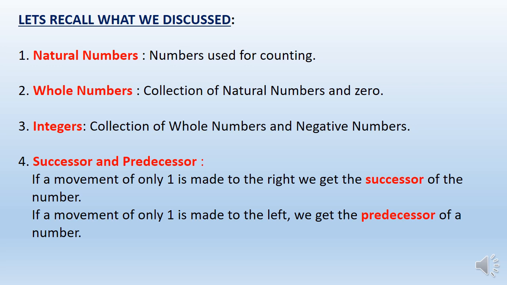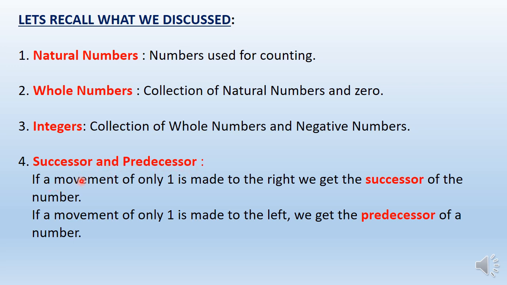First, natural numbers are used for counting. Second, whole numbers are the collection of natural numbers and zero. Integers are the collection of whole numbers and negative numbers, which means 0, 1, 2, 3, 4, -1, -2, -3, -4 and so on.